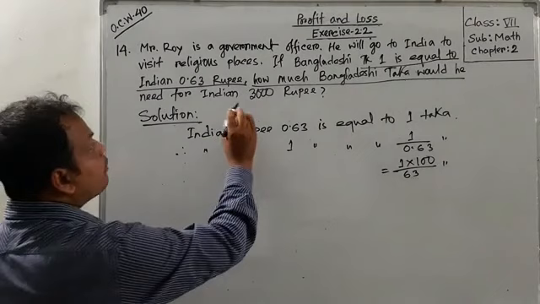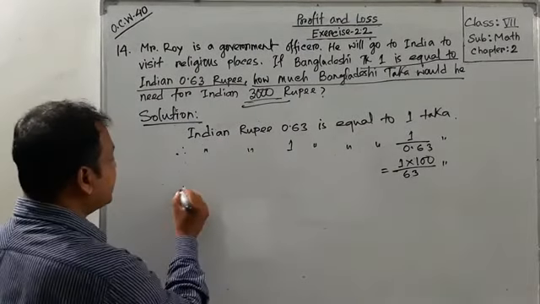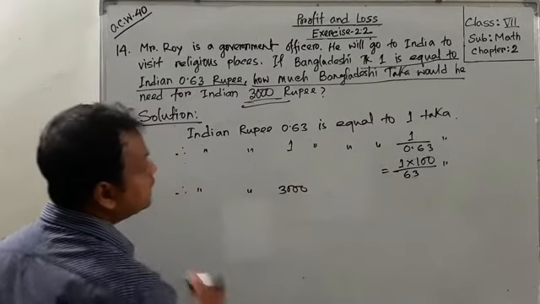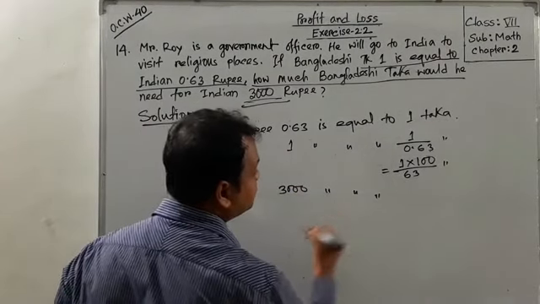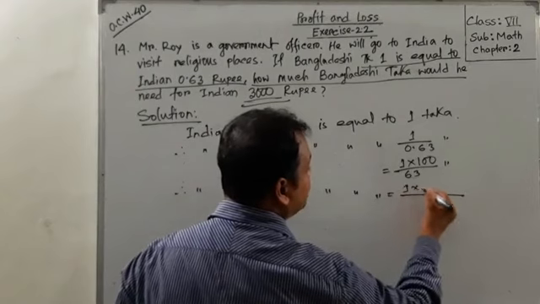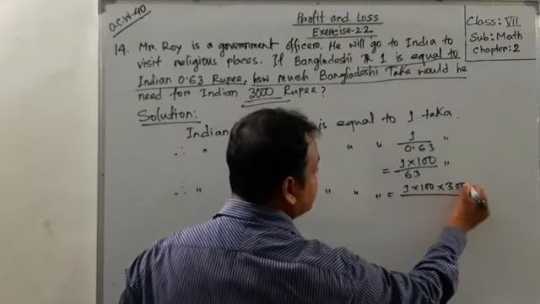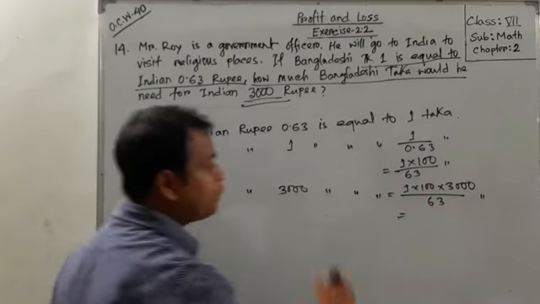So he wants to get 3000 rupee. Therefore we will write Indian rupee 3000 is equal to, it will be more, then we have to multiply 1 into 100 multiplied by 3000 divided by 63 taka. By calculating we will get the result.